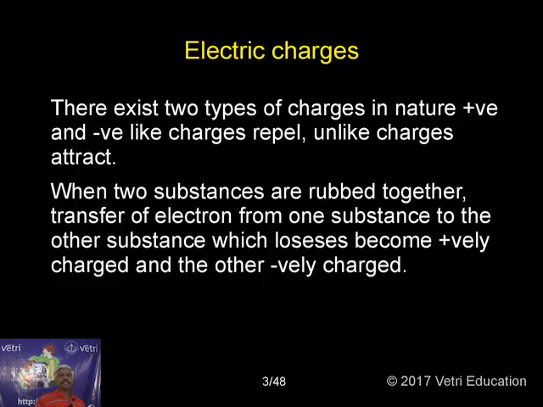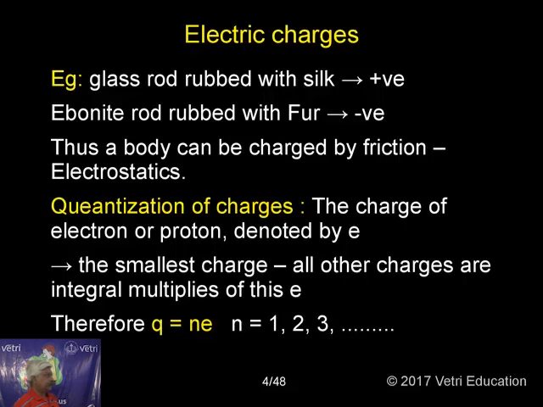Otherwise, there are electrostatic machines. Electrostatic machines are very useful to obtain charges on a large scale. This is the way you have to understand what is positive and negative. This is the example I have given just now: glass rod rubbed with silk, ebonite rod rubbed with fur. Thus a body can be charged by friction. That is called electrostatics. Now I want to find out what the properties of charges are.